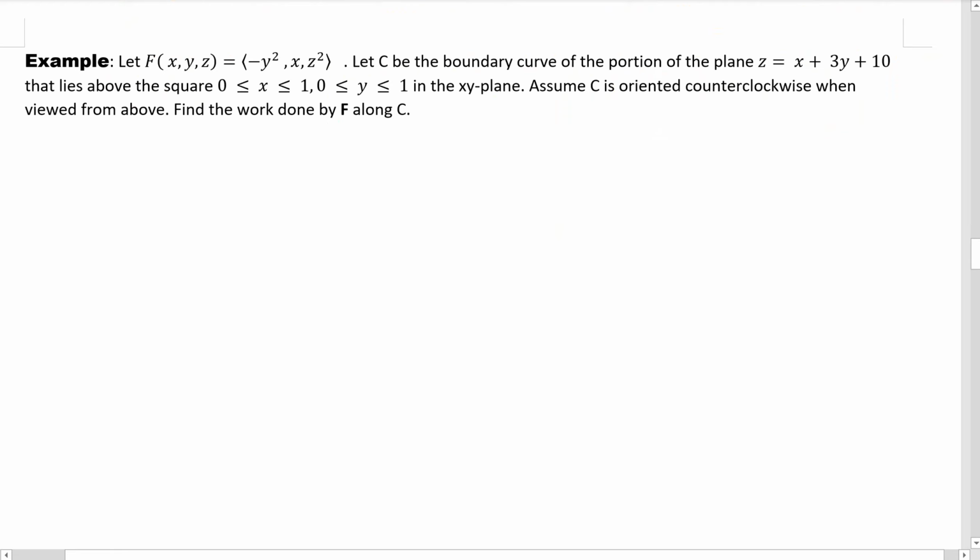Okay, let's continue. This example, let F be the vector field (minus y squared, x, z squared), and let C be the boundary curve of the portion of the plane that lies above the square in the xy plane. Assume C is oriented counterclockwise when viewed from above. Find the work done by F along C.